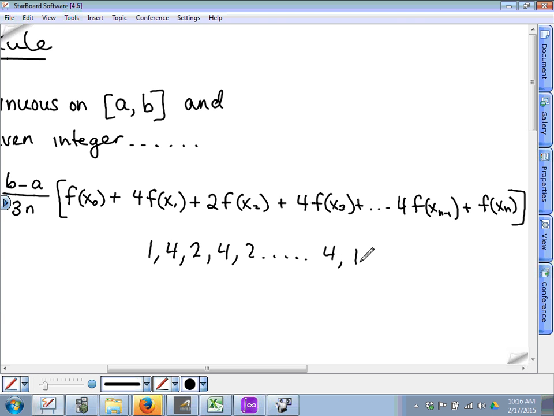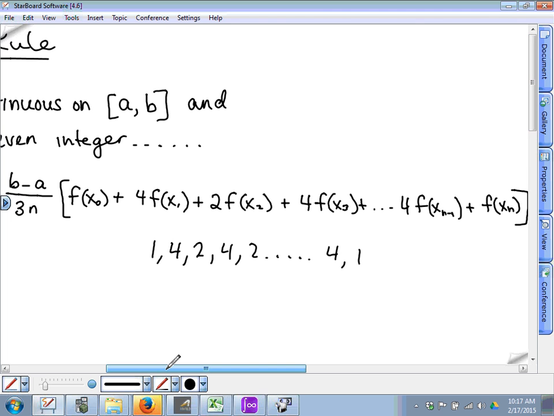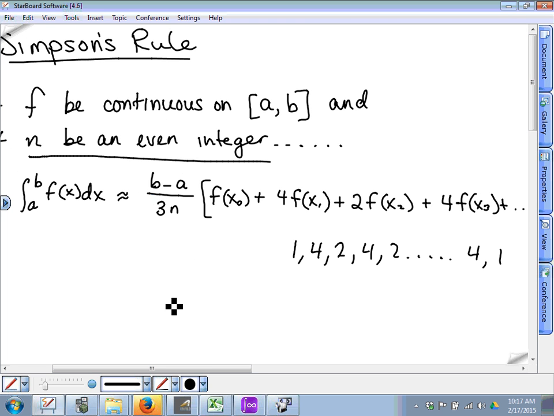Does it have to be 4, 1, or what if it lands on 2, 1? Or does it need to be, wait, an even integer. Okay, that's why it's going to be even. What is the requirement? N has to be an even integer. And because n is even, you'll always have a 4 for the second to last one and a 1 as the last one.